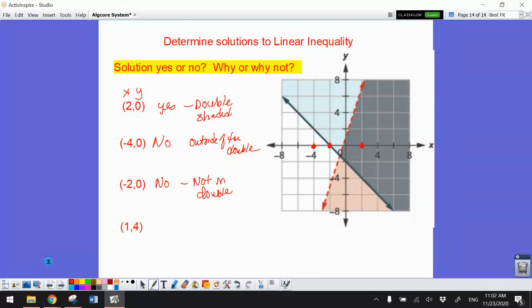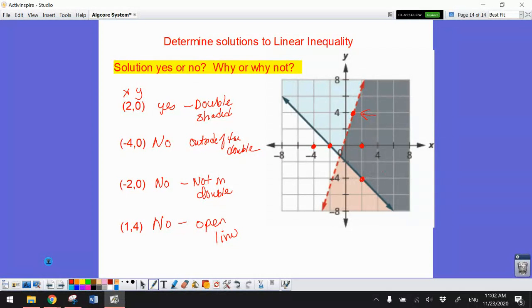What about 1, 4? So over 1 is halfway, and 4 is right here. So I am on the open line in the double shaded region. What do you think? Is that a solution? No, it's not. Because of the open line, it is not a solution.